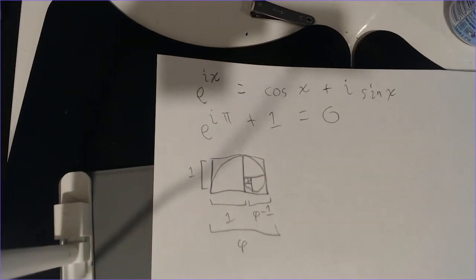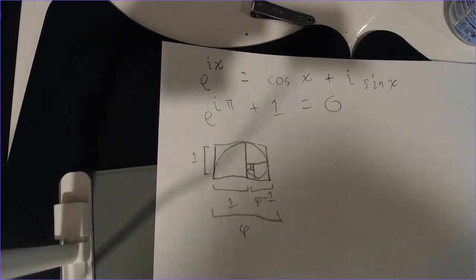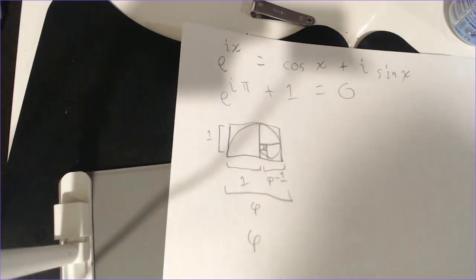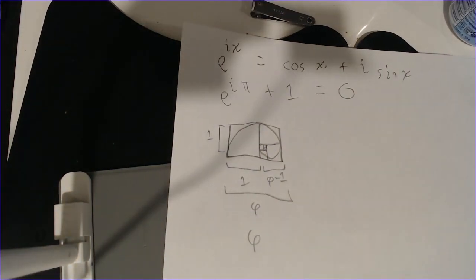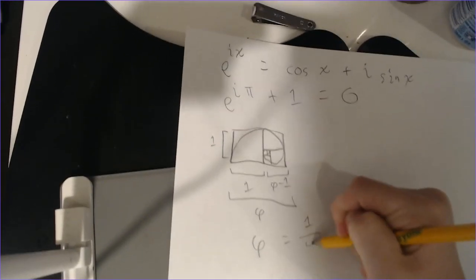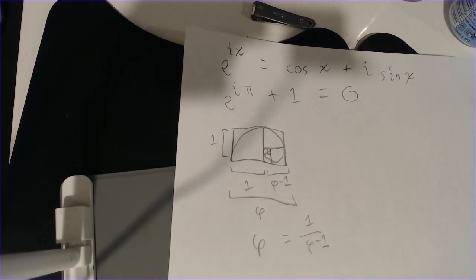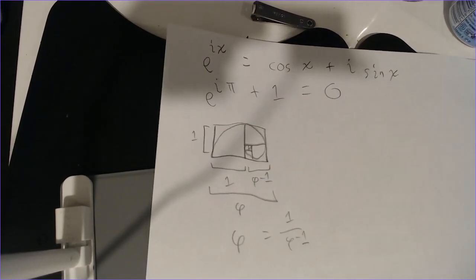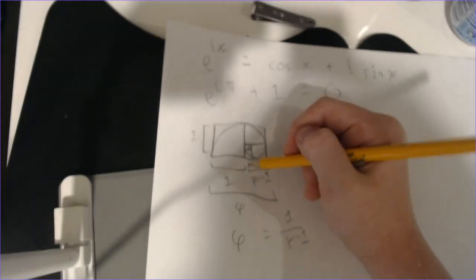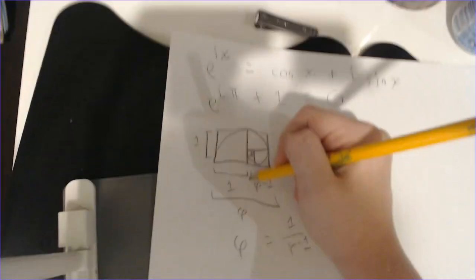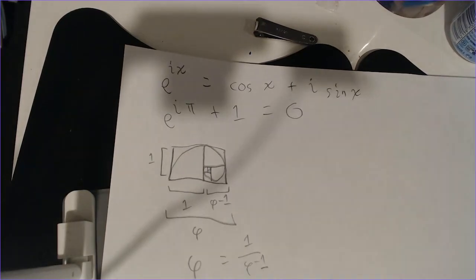Now, in order to split it like that, that means phi, which is the ratio of the sides of the rectangle, equals the ratio of 1 to phi minus 1, which is actually pretty cool, because if this is another golden rectangle, that means the ratio of phi to 1 equals the ratio of 1 to phi minus 1, if that makes sense. I don't know if that makes sense.